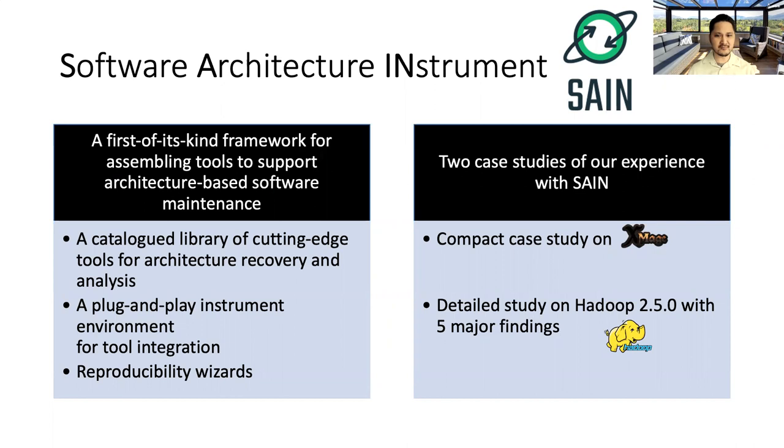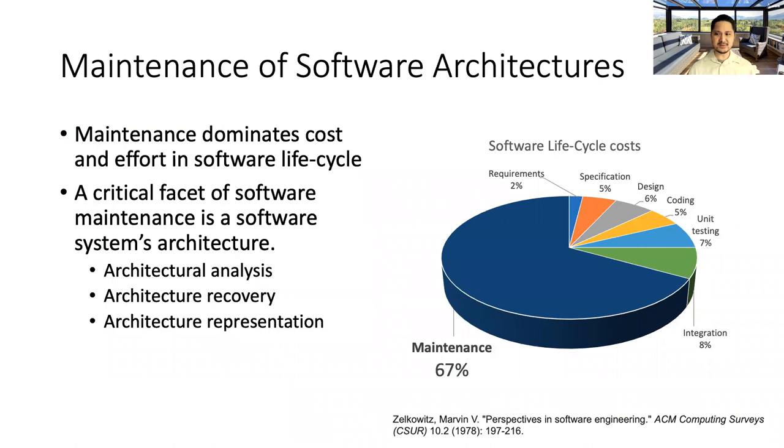To motivate SAIN, it's important to be aware that for a long time now, the cost of software maintenance has dwarfed the cost of other activities in the software lifecycle. One critical facet of maintaining a software system is maintaining its architecture, where an engineer may need to analyze the architecture for various properties, recover the architecture that is highly likely to have decayed, and determine the proper means of even representing the architecture. Let's take one of these three elements, architecture recovery, and focus on it for a bit.